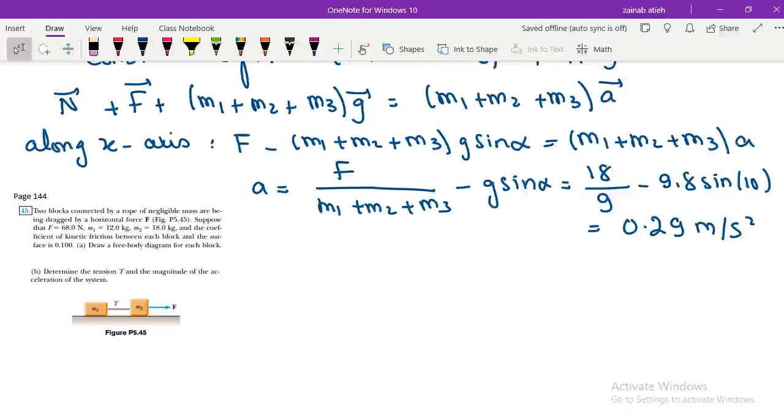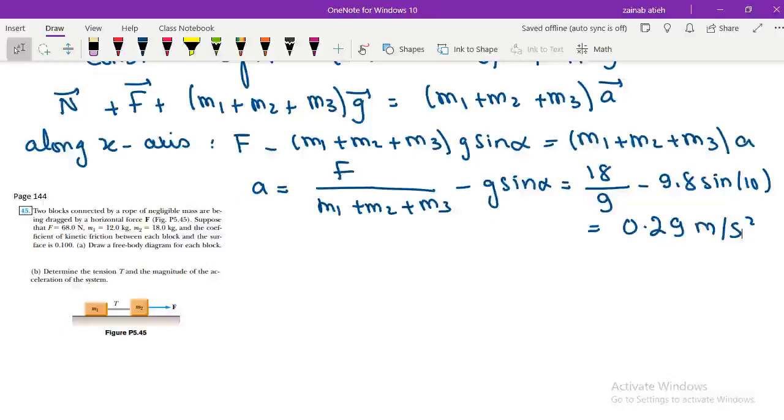Sometimes in some problems they give me a separate mu k for each block. Why? Because the ground may be the same but the nature of the material differs. If I'm pulling a cardboard box, that is different from pulling, for example, a nylon box. So the friction between each block and the ground can be different. It's okay, he can give me mu k1 and mu k2. I will solve in general, and then I will substitute mu k1 equals 0.1 and mu k2 is also 0.1.